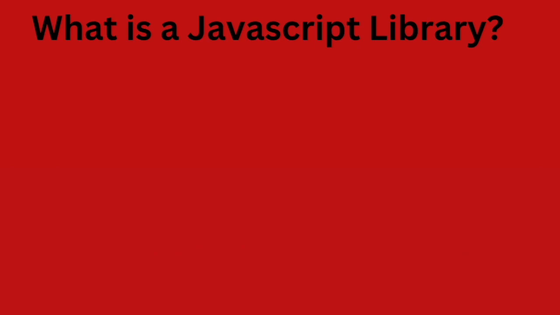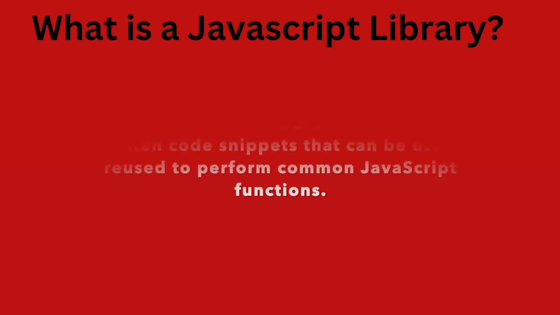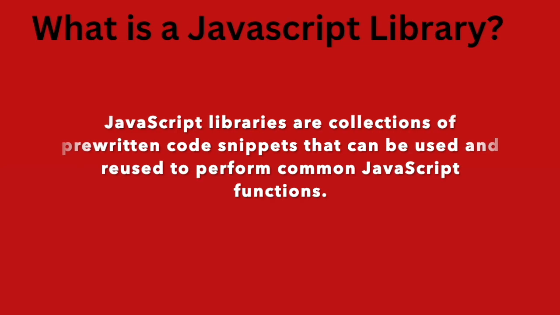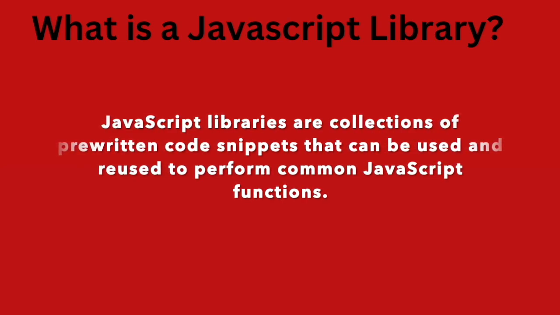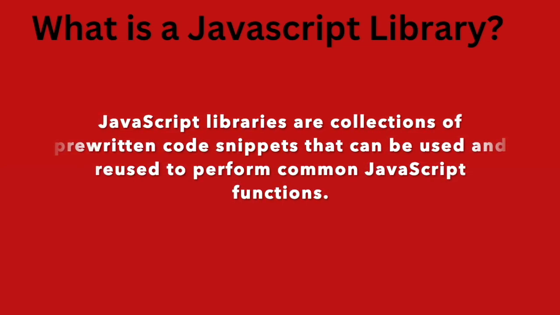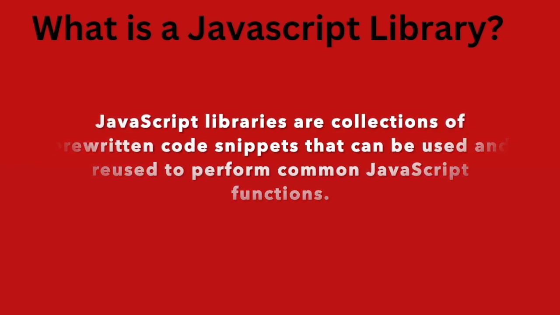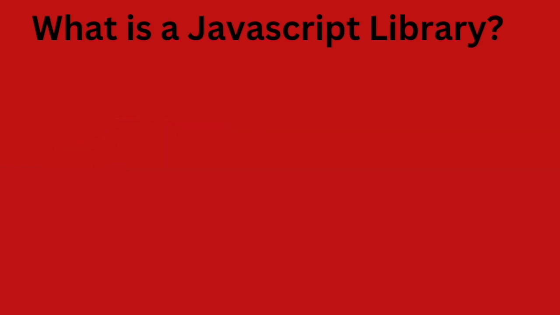For instance, reoccurring animations and interactive forms that appear in different places on a website or app were repetitive tasks that could be automated by using a code snippet as needed without writing code every time. JavaScript libraries are collections of pre-written code snippets that can be used and reused to perform common JavaScript functions. There are around 83 JavaScript libraries.